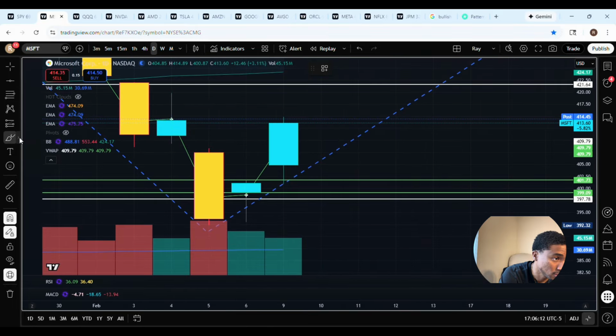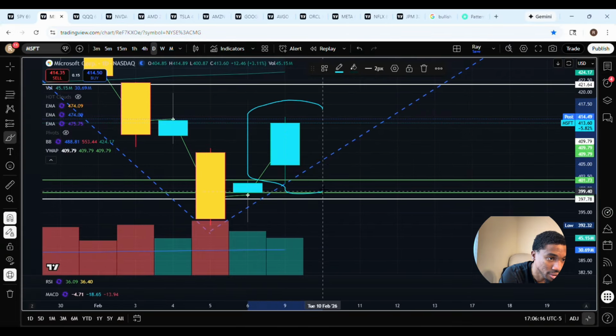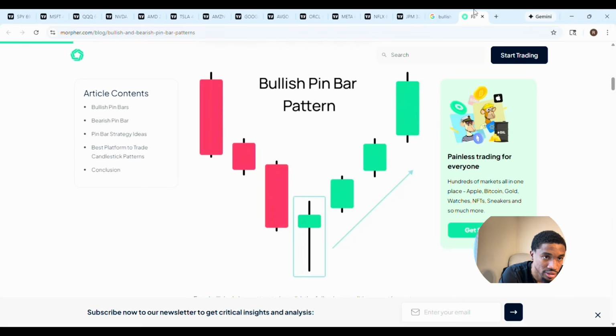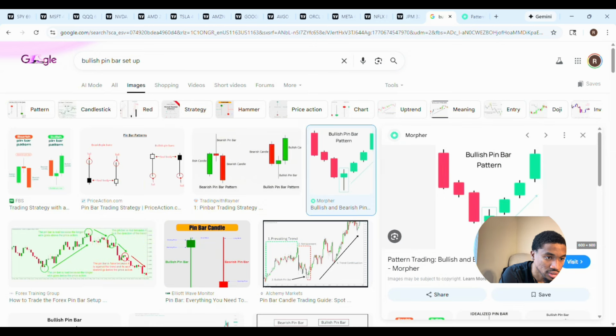So let's go back there. Boom. Or your entry can be after this candle closes strong right here. So as you can see right here, you have a pin bar, and this candle closes strong above the previous pin bar, and then it shoots up. So right now we're on this second candle, which is this, going up.